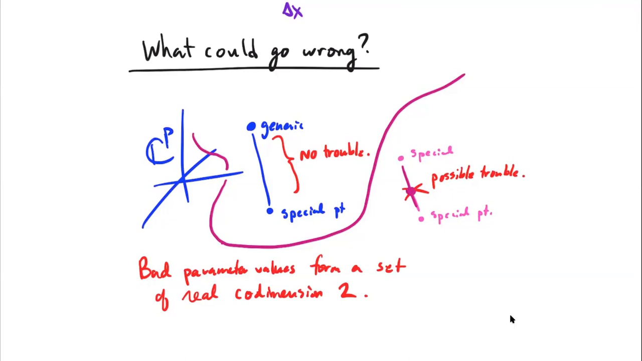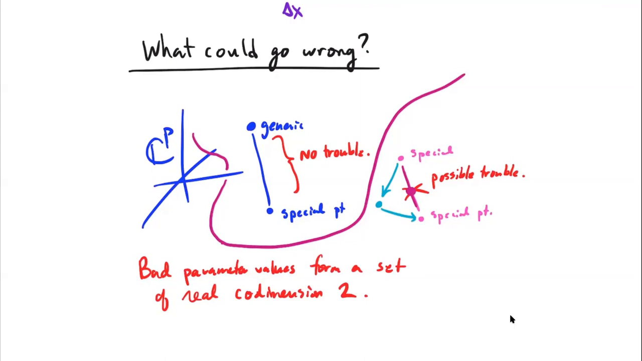And so in order to deal with that, here's a very simple thing you can do. Let's say you want to go from special to special. Well, just choose a generic point, go to the generic point, and then go there. And so this would be, I'd call this like a two-step. And this will avoid the bad parameter values. So it's very easy to avoid.